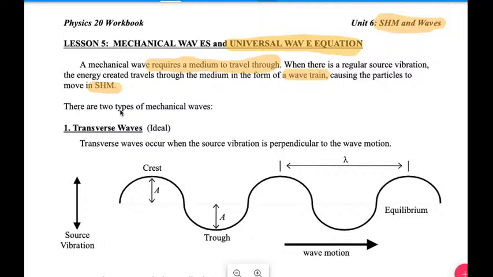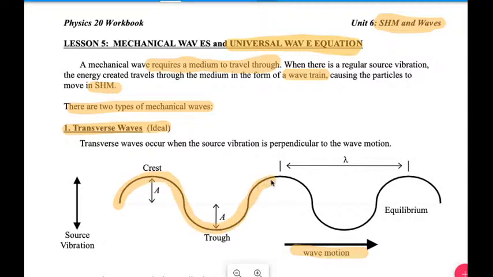So we've got two types of mechanical waves. The first is transverse, and these are our ideal ones. These are the easiest ones for us to visualize and work with. They're whenever the source vibration occurs perpendicular to the wave train motion. So here we have the wave motion. If we imagine the wave starting here, it's going to move to the right, up and down.